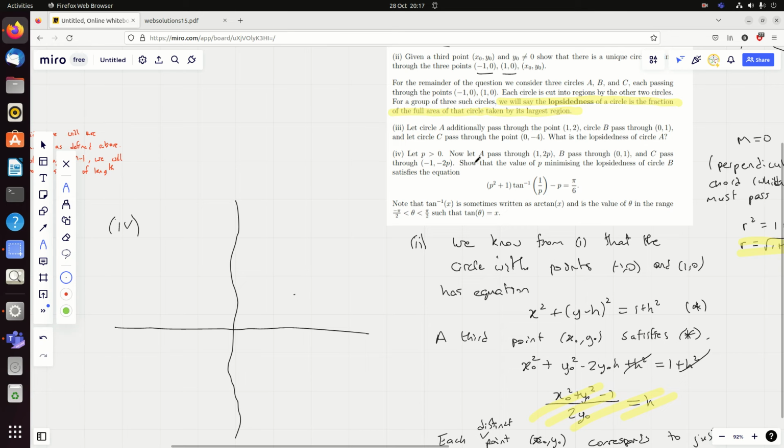Okay, so what have we got here? Now let A pass through 1, 2p. That's just like 1, 2 before. So I'm going to draw it in a similar way. It was like a big circle. I'm going to imagine P is 1, basically. And that's like the circle A.